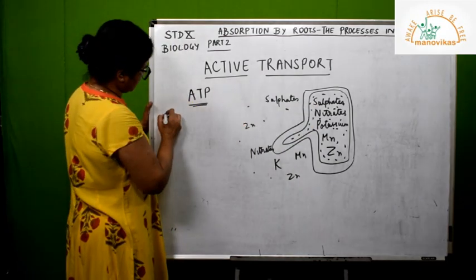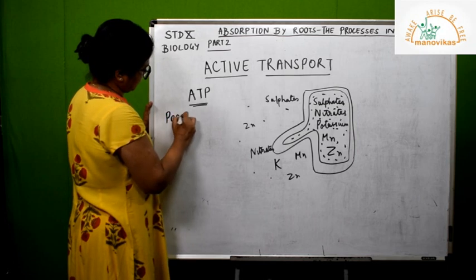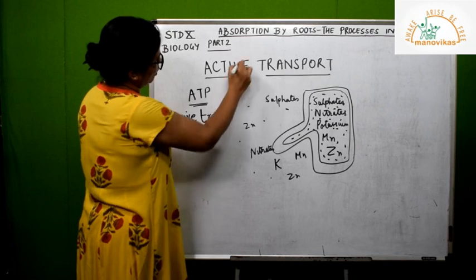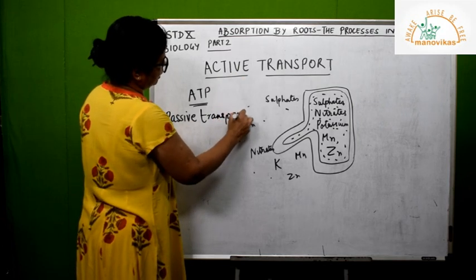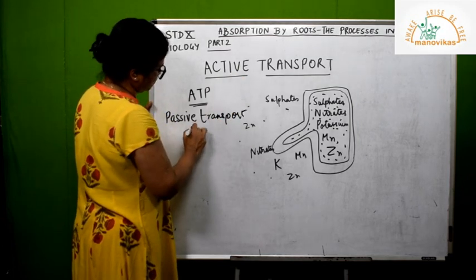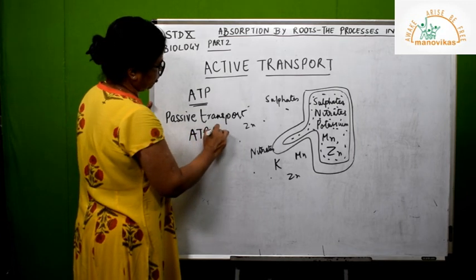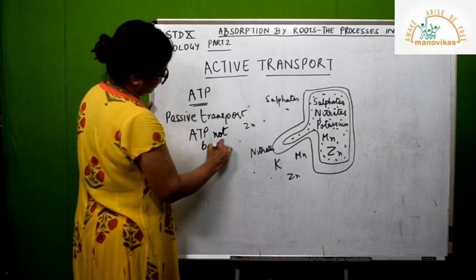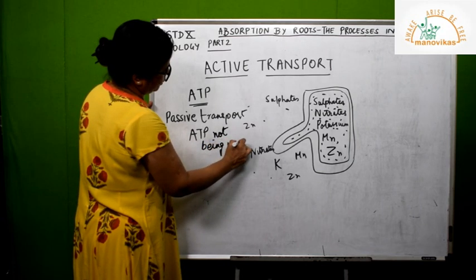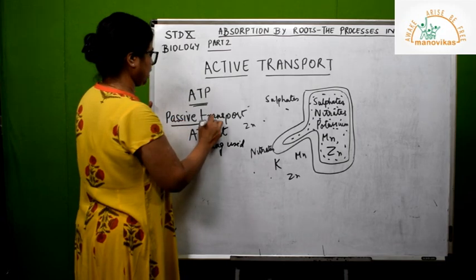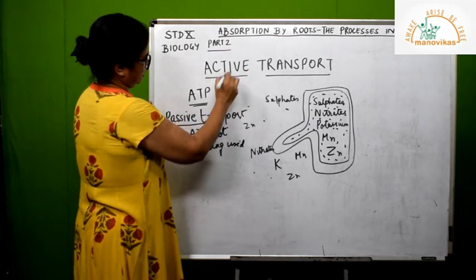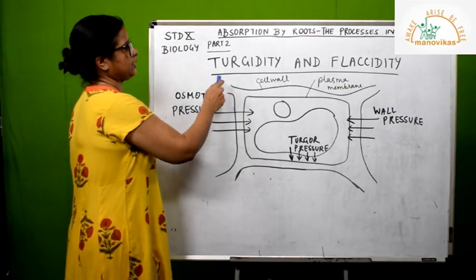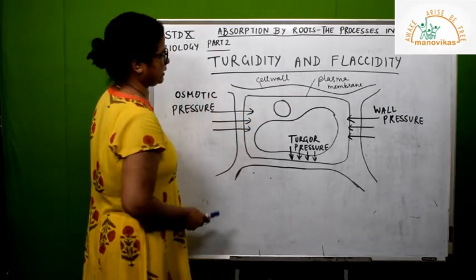Now that brings us to another word, passive. Passive transport. What would that mean? It is the opposite of active transport. Here ATP is not being used. It is just happening. So you need to understand the difference between passive transport and active transport, as you can be asked to compare the two. Let us study the next phenomena, turgidity and flaccidity.